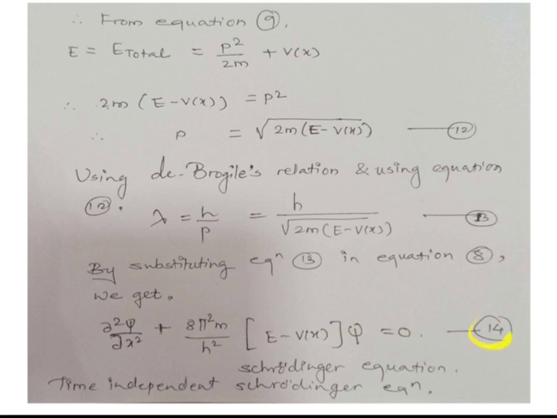This is equation number 14, and this equation is called the Schrodinger equation. It is the time independent Schrodinger equation because this equation does not contain the small t, and it is a differential equation whose solution ψ(x) describes a particle of mass m moving in a potential field which is described by V(x).